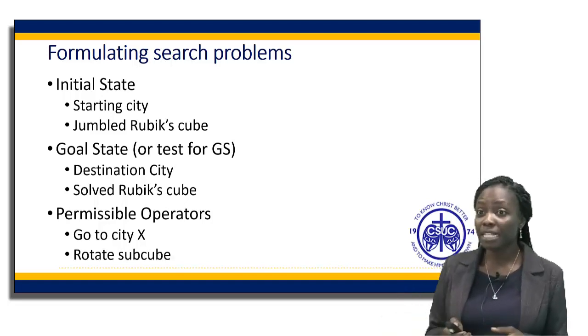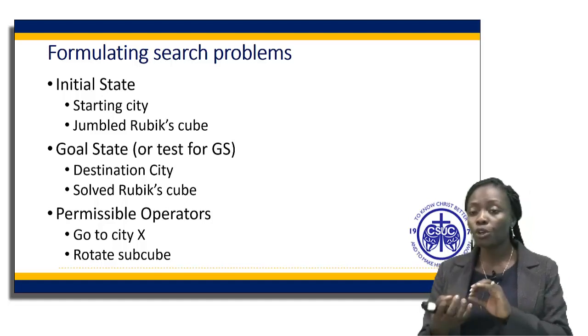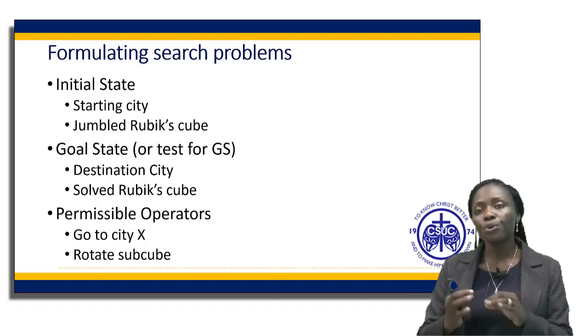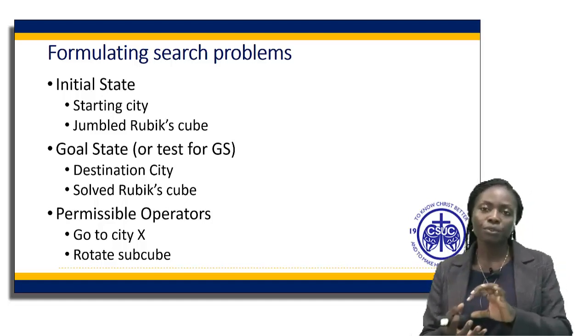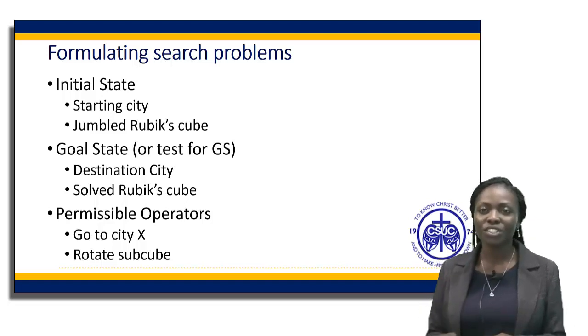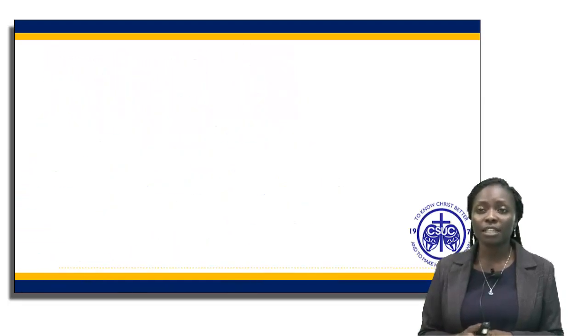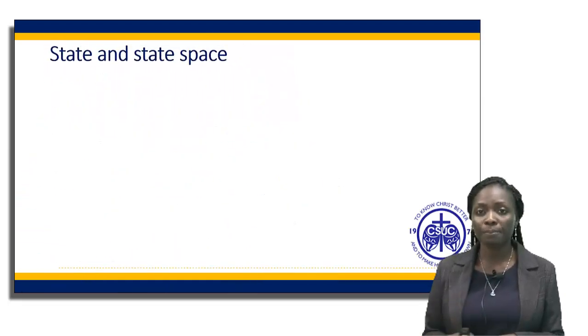And then in the Rubik's Cube, we could have something like rotating a subcube because of the way the colors are moving: rotate left, rotate right, rotate center, rotate up, rotate down, different kinds of rotations. Those will be the possible moves we can take in formulating the Rubik's Cube problem.